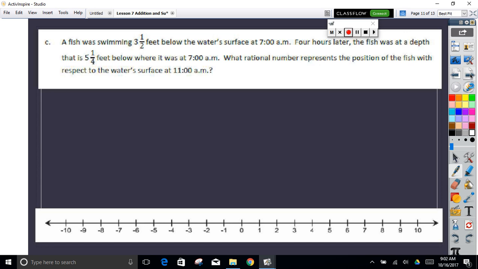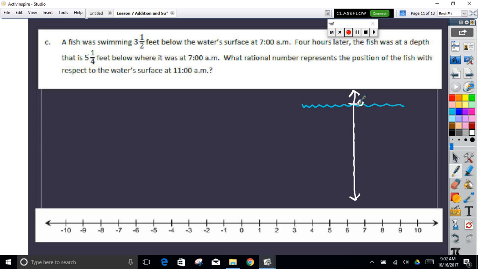I think for this one, I drew a horizontal number line, but I think this is a good problem for a vertical number line. Because anytime it's talking about above and below, it's kind of nice if you have a positive representation. And since we're talking about water, I'm going to just draw, here's the water. Isn't that nice water? So that point where the water is would be 0.